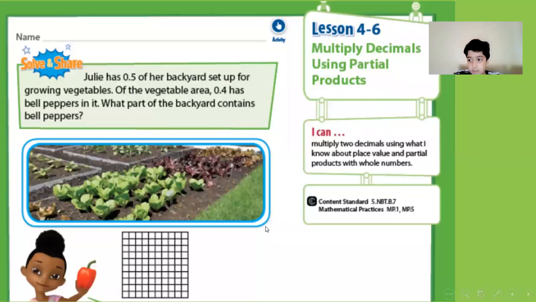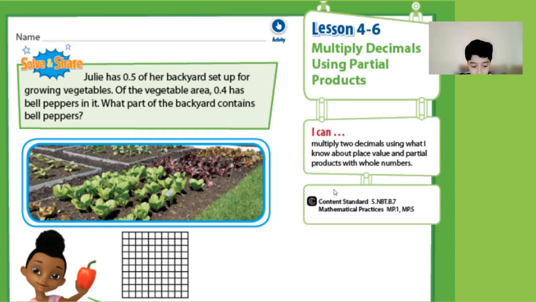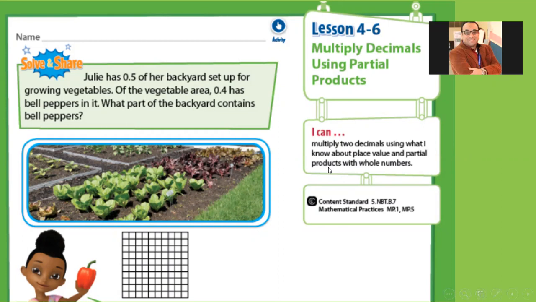Let's listen to my friend Abdurrahman. Yes, Abdurrahman, solve and share question in page 149. It seems we are going to use hundredths grids because it's written, but I don't need that today. I'm going to focus on partial product. Are you ready, Abdurrahman? Yes, I am ready. Read the solve and share question and let's participate together to make it clear for all students how to get the product of two decimal factors.